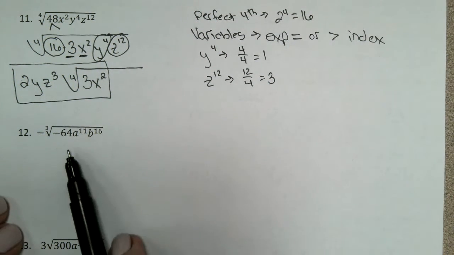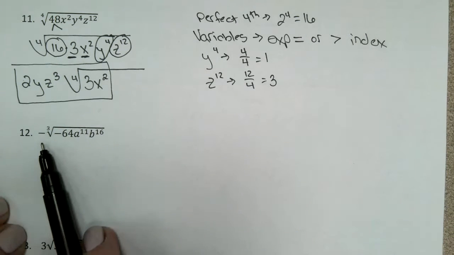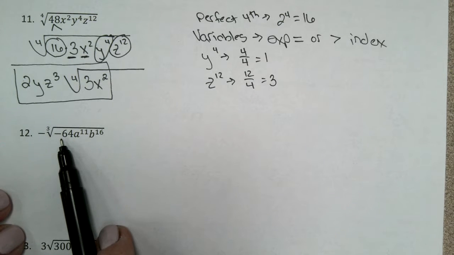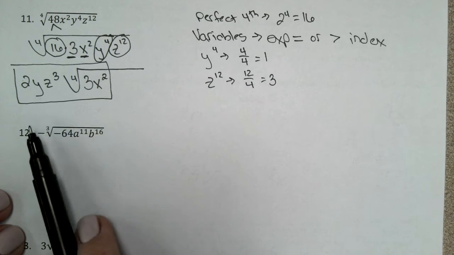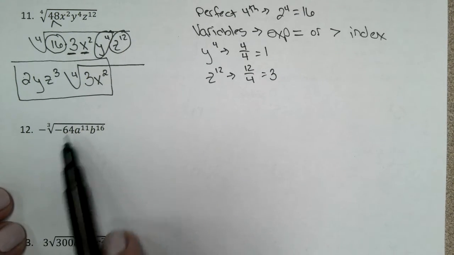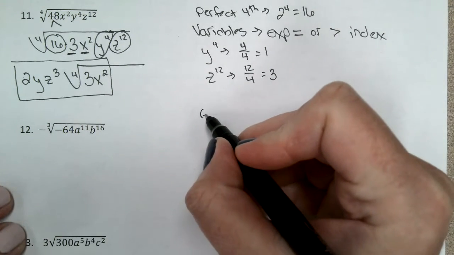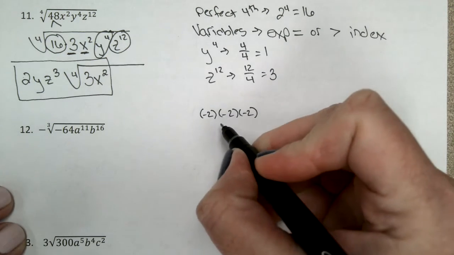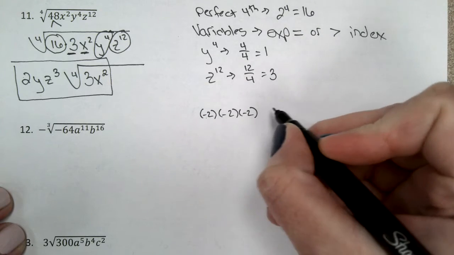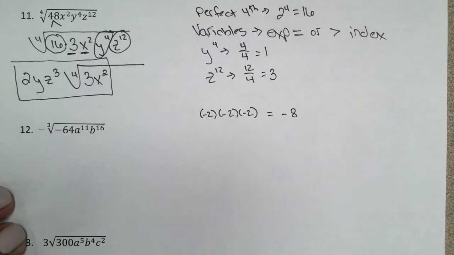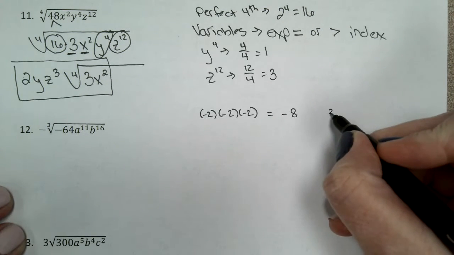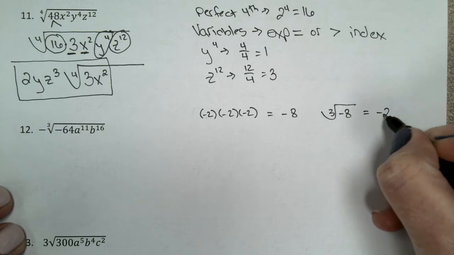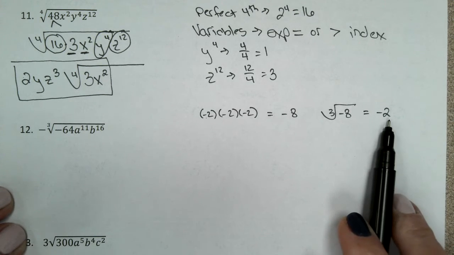All right, let's continue on with number 12. So now I'm taking a cube root. Well, you can't take the square root of a negative number. I can take the cube root of a negative number because if you take negative 2 times negative 2 times negative 2, a negative times another negative equals a negative number. So you can take the cube root of a negative number and you get a negative number.